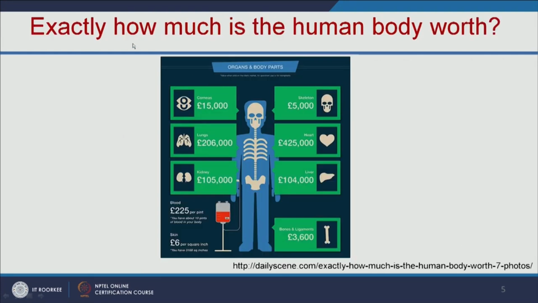So let us see exactly how much the human body is worth. Okay, so you can see the cost of each organ. So you should be thankful to your parents who gave this much worth of property to you. So to make this organ, what are the approaches available? So we are going to see one by one in this lecture.